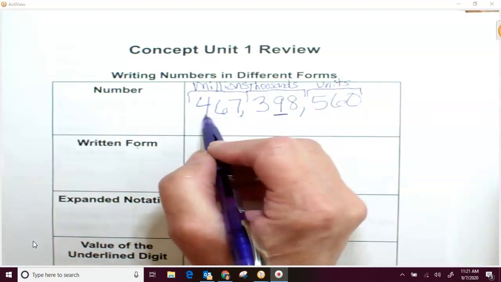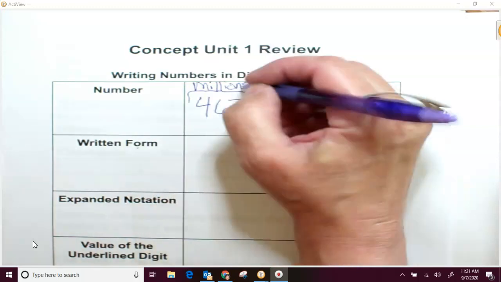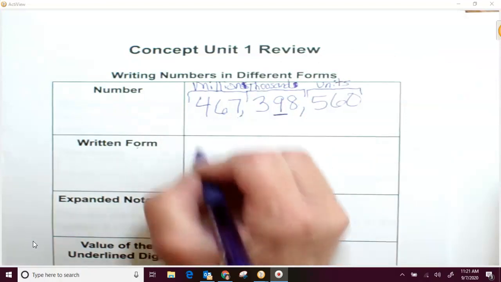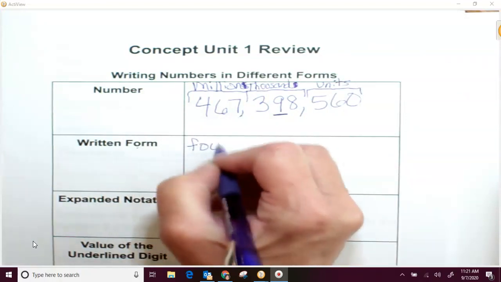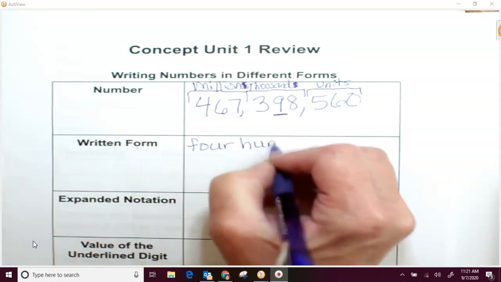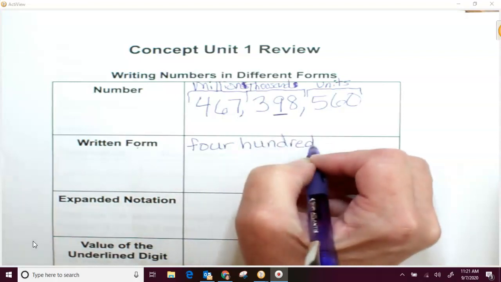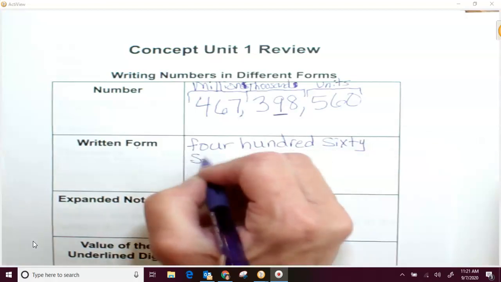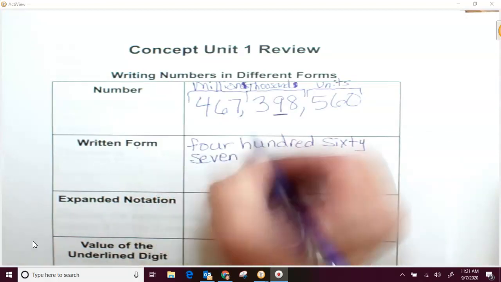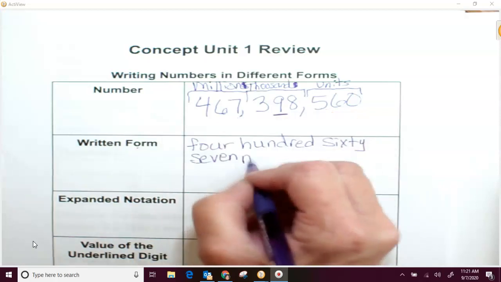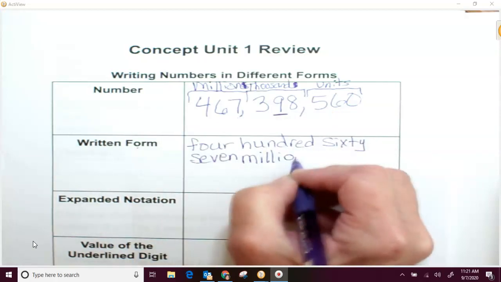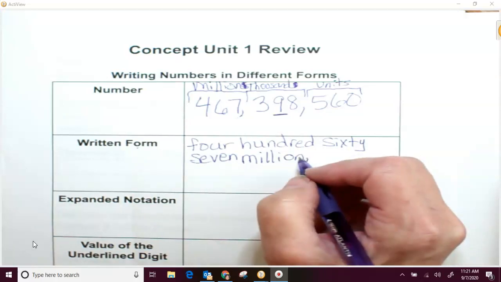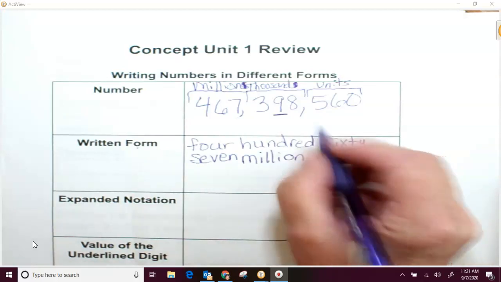So 467 million. I'm going to get rid of that S. So I'm going to write 467. See, I'm at the end of the period, so that's when I put my million on. Million, comma, just as if I were writing the number, 398,000.